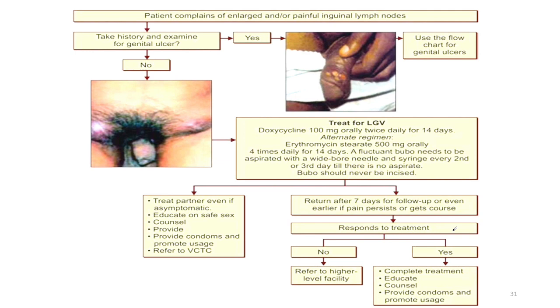First of all, take relevant history and examine for genital ulcer. If genital ulcer is present, use the appropriate flowchart. If there is no genital ulcer but there are painful inguinal lymph nodes or enlargement of the lymph nodes, then treat the patient for LGV with doxycycline, erythromycin, etc. Also treat the partner even if asymptomatic. Educate on safe sex, counsel, provide condoms and promote usage, refer to VCTC.